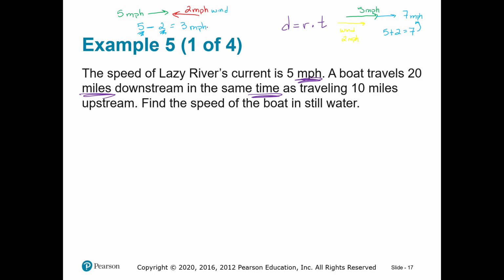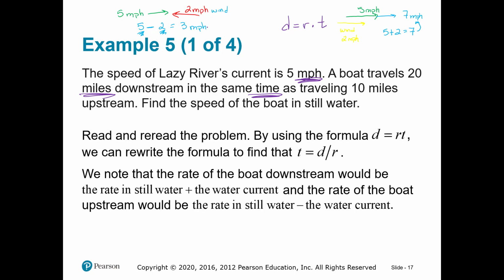So let's look at this lazy river. We've got a boat traveling. So read and reread the problem. It's a distance problem because we said miles per hour, miles, and time. And we can rewrite the formula any way we want. If I want to get time by itself, I would simply divide both sides by r, right? That's how they get this formula.